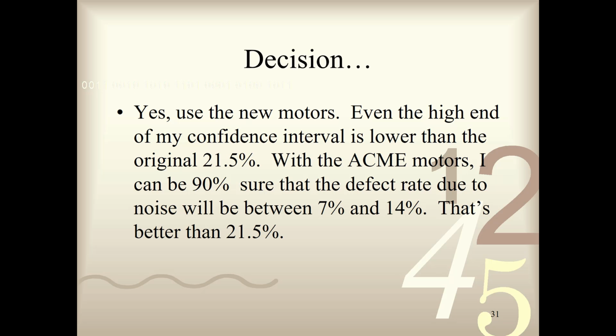So yes, use the new motors. Even the high end of my confidence interval is lower than the original 21.5%. So with the Acme motors, I can be 90% sure that the defect rate due to noise for the population will be between 7% and 14%. That's much better than 21.5%. So even with the interval, the window there, it's still all below 21.5%.